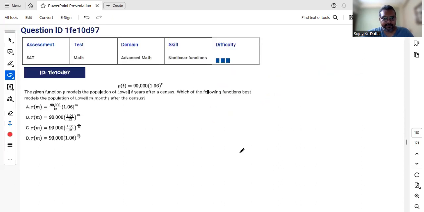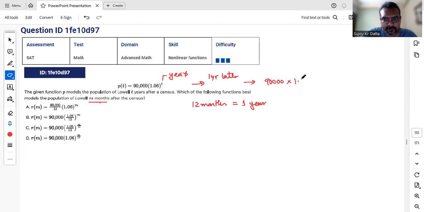All right, next. We have this exponential function, 90,000 times 1.06 to the power t. Which of the following best models the population m months later? Now t is in years, and we are looking at months. Obviously 12 months is 1 year. So if I want 1 year later, my answer should be 90,000 times 1.06. To get this value, I would need to plug in m as 12, so we have to check which option becomes this.